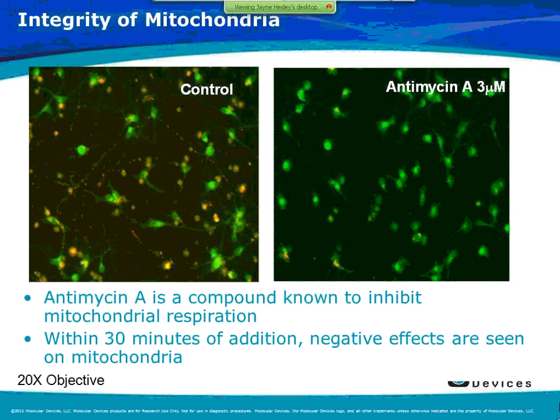30 minutes is the incubation time for the JC10. You can put it on, and the instrument has an option for environmental control, so you can maintain your cells at temperature and CO2 control, and you can take a time course if you'd like of this. But within 30 minutes, this is what the effects look like. These were taken with a 20x objective on the ImageXpress Micro.